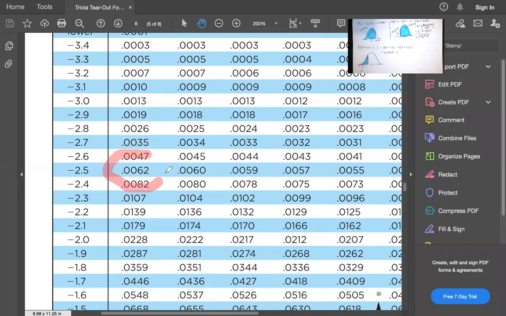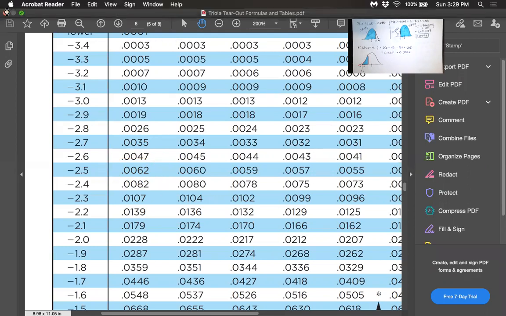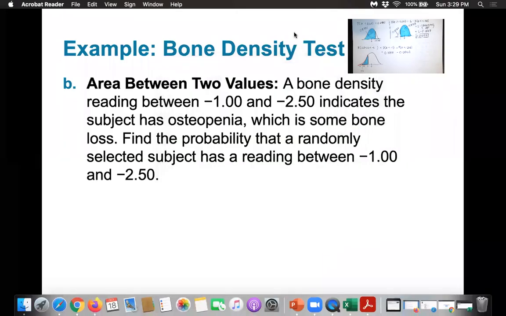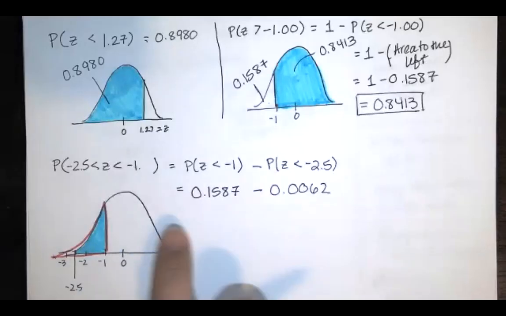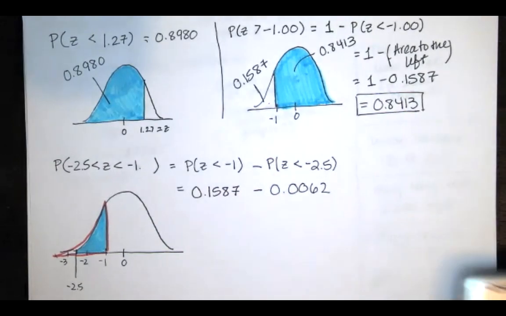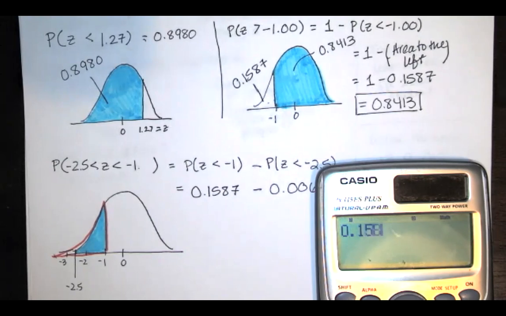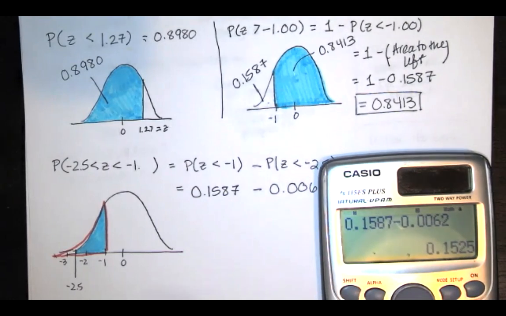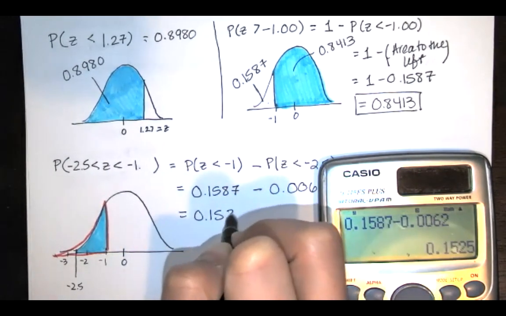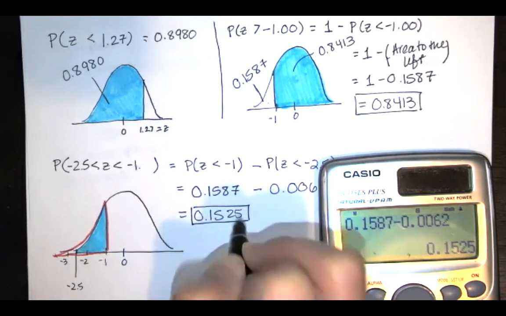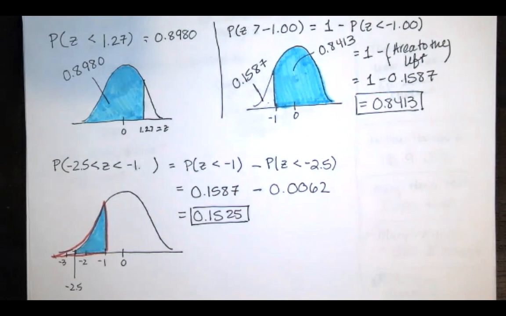Negative 2.50 is right there. The area to the left of negative 2.50 is 0.0062. So I've got this area minus that area. I subtract those and I get 0.1525. That's the probability that Z lies between those two values.